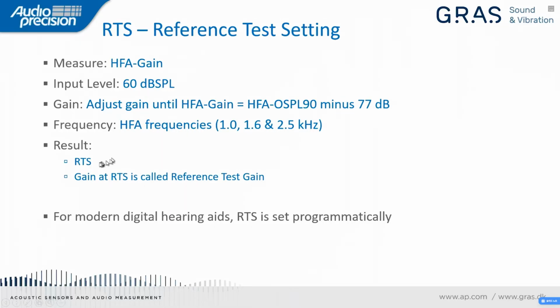The result is called the reference test setting, and the gain at this reference test setting is called the reference test gain. Now for analog hearing aids, you have to find this point by trial and error, essentially by adjusting the volume knob of the hearing aid. But for modern digital hearing aids, this is set programmatically. There's a programmer connected to the hearing aid during the test, and you just send it a command to set the gain at reference test setting.